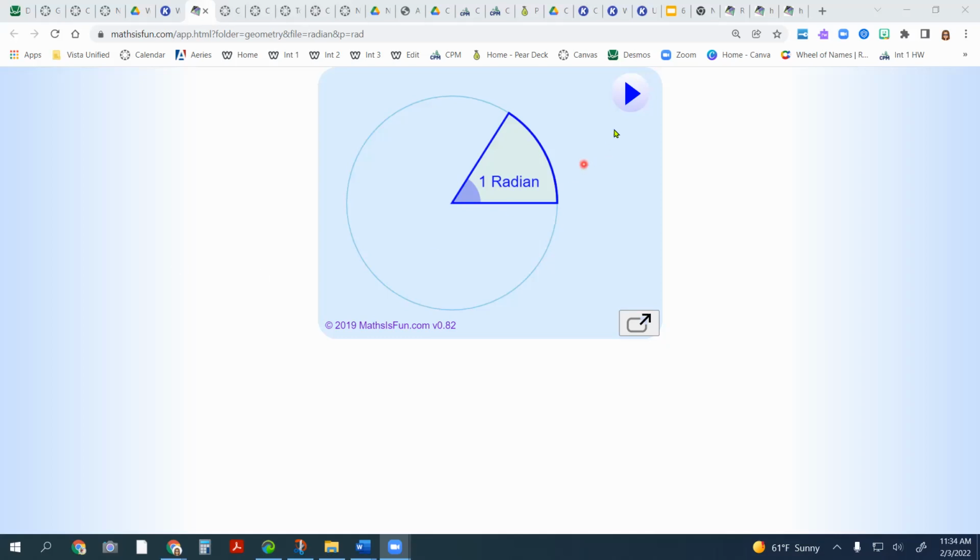So play it again. That was a radius, take the radius, wrap it around. That is 1 radian. So on our calculators, I kept saying for most of this year, make sure your calculator's in degrees. Now we're talking about radians. This is a radian. It's not in degrees. It's in how many radii are going around the circle, where you are in terms of the radius being around the circle.